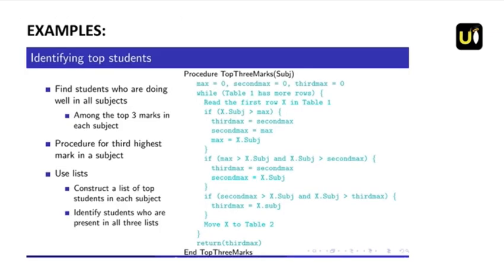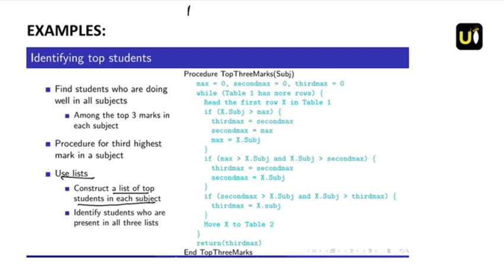So there's an example here, identifying top students. We have to find students who are doing well in all the subjects, that is, they are among the top 3 marks in each subject. So we have a procedure for this. How are we going to do this? Using lists. We have to construct a list of top students in each subject and then identify students who are present in all the 3 lists.